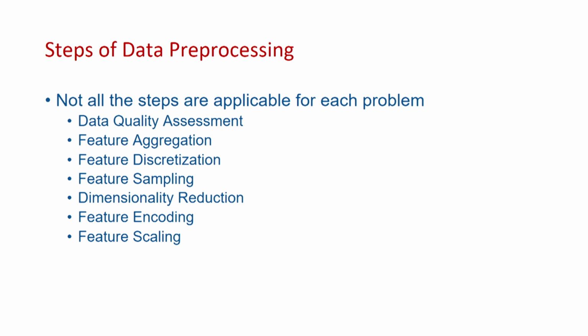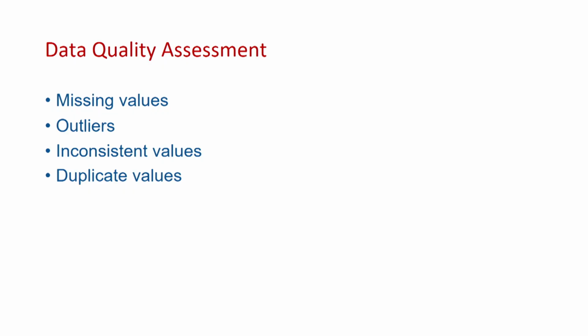So, these are the different data preprocessing steps: data quality assessment, feature aggregation, feature discretization, feature sampling, dimensionality reduction and feature encoding as well as feature scaling. Mostly these are considered as the data preprocessing steps, and we will see in detail what we mean by these steps. So, first of all, data quality assessment.